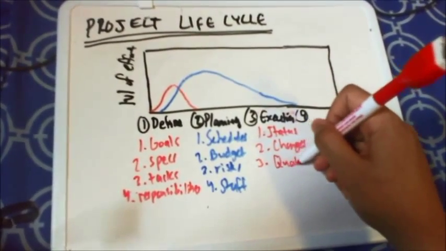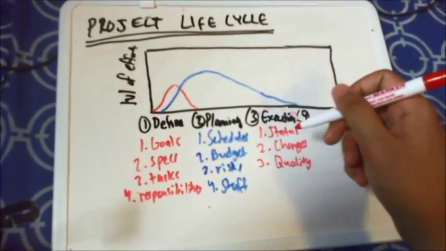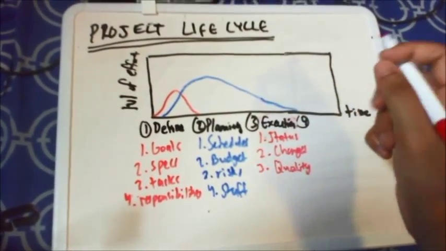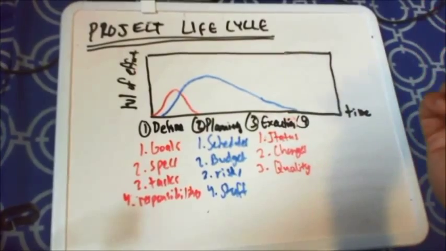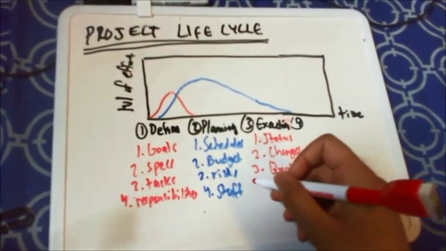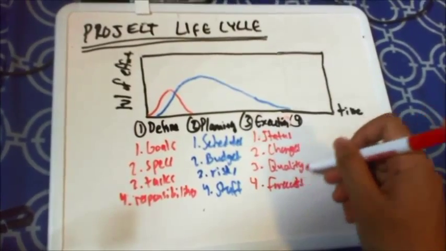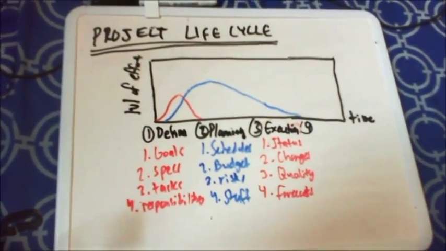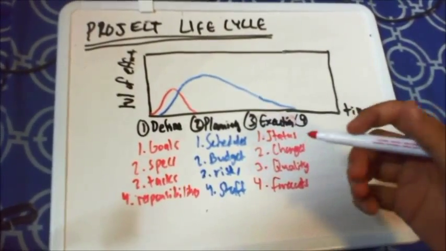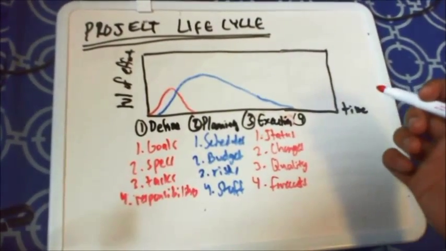There's a lot of quality assurance involved in project management. You have to always evaluate the quality as you're moving on with the project. Number 4, forecasts. So we always have to look at the future. Are we on time again? And will we make it in time for the project, or do we have to adjust some things?